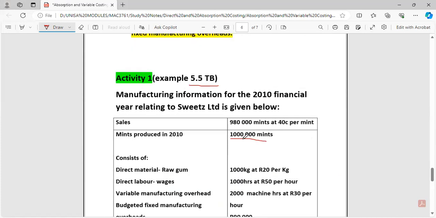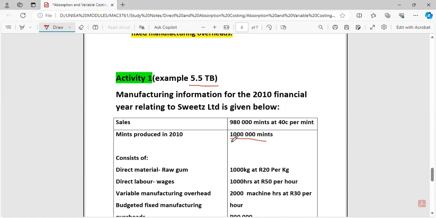How many mints were produced? They produced 1 million mints, right? So what you need here is the cost per mint. It's the cost per mint. That's what you need here. So you need to calculate the cost. Is it 1 million, or is this one 1 million? The net one, yeah, it's 1 million.